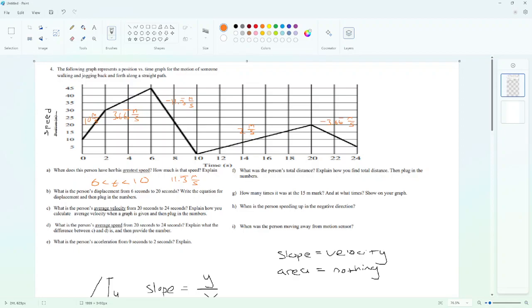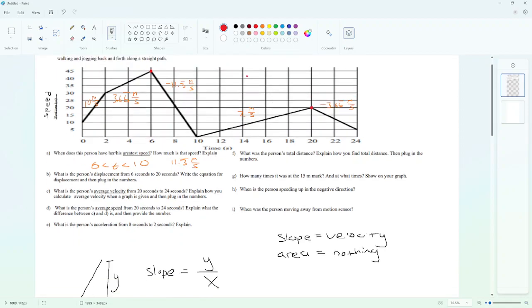B asks, what is the person's displacement from 6 seconds to 20 seconds? So let's see. At 6 seconds, we are in this position right here. At 20 seconds, we're right here. So the difference between here and here, 5, 10, 15, 20, 25. Well, actually, let me not do that. Let me go ahead and establish something first.